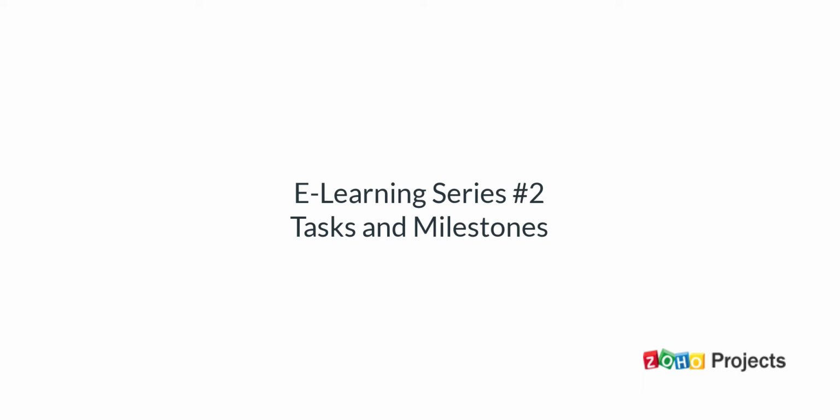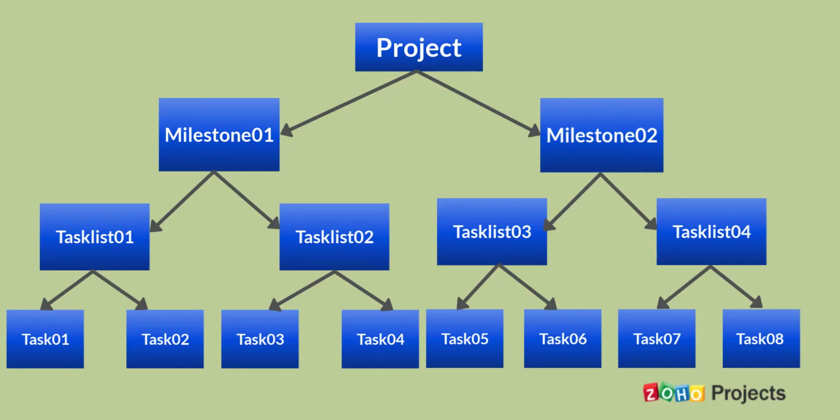Welcome to the e-learning series on tasks and milestones in Zoho Projects today. This is the hierarchy that we follow in Zoho Projects. A project is delegated in terms of milestones. A milestone comprises of several task lists, and a task list is formed by grouping a bunch of tasks.